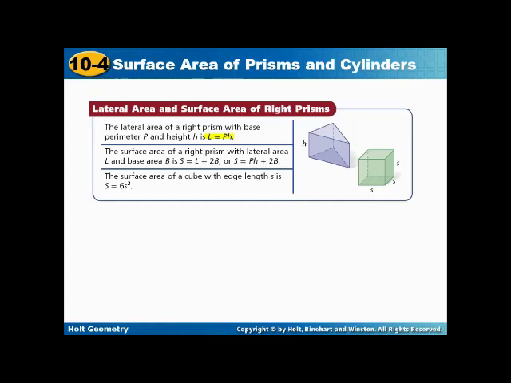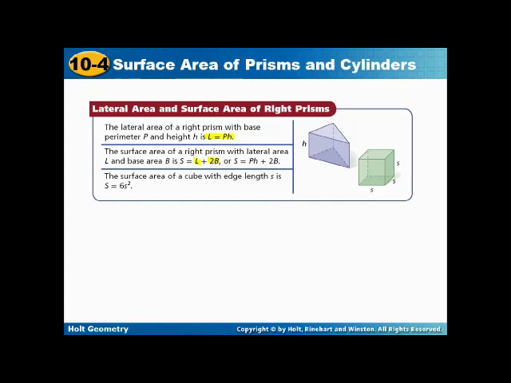Now, the surface area means that you have to find the area of everything in the prism. So we have to find the lateral area, which we already found here, and also the two bases' area. Capital B represents the area of the base.